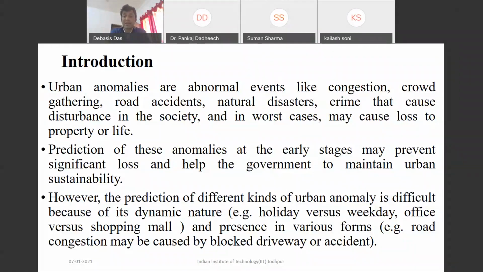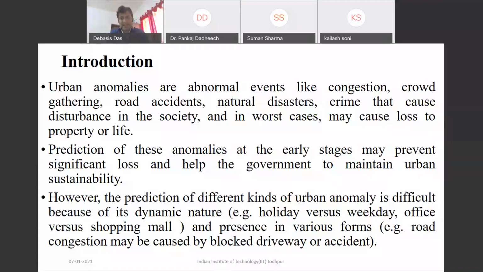Like in the case of road congestion, it may be caused by a blockage due to an accident or due to a driveway. So there is a possibility of multiple forms. So what is the basic concept? We have the urban anomalies, those behaviors that are abnormal, and prediction of those anomalies is a very important job, done using the data fusion technique or data science algorithm.